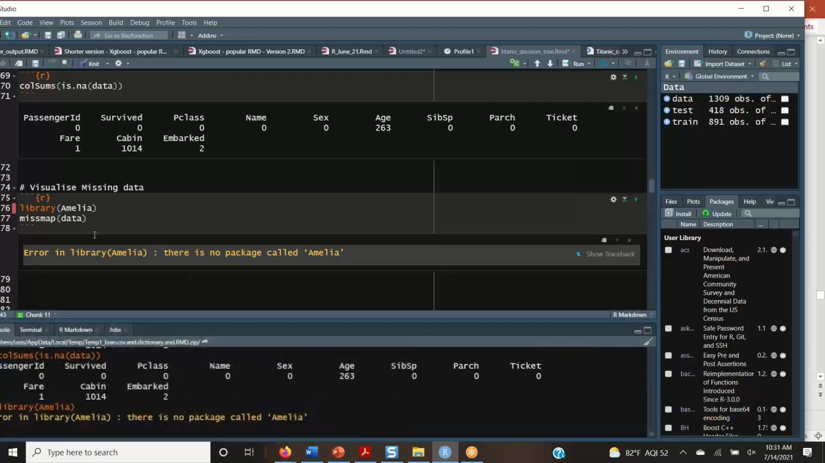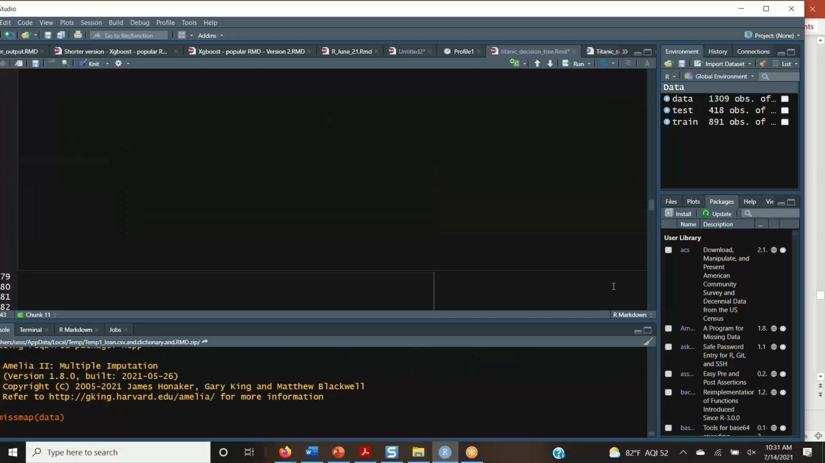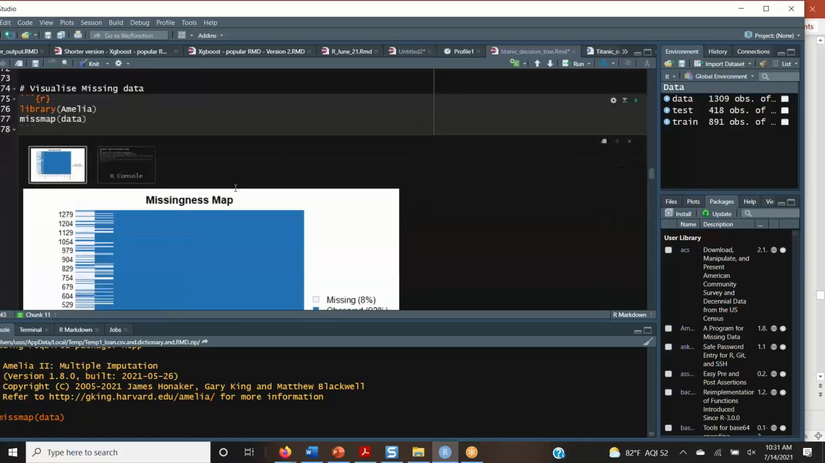Okay, it's done. Now I call the library and then mismap, for the data. It requires the mismap data. Oh, it is there. See, it is the RMD file.